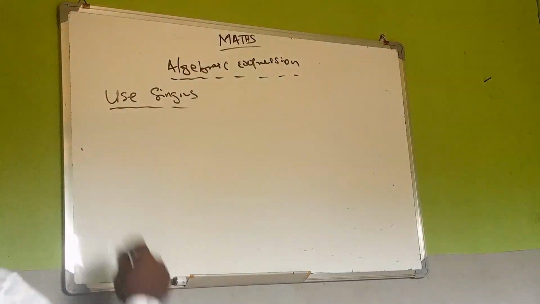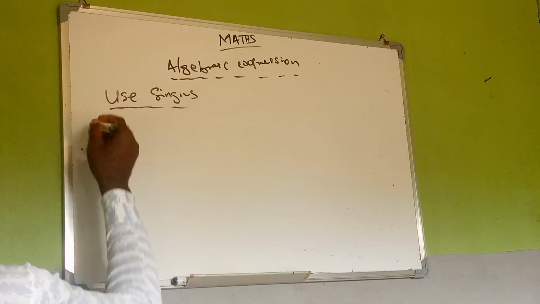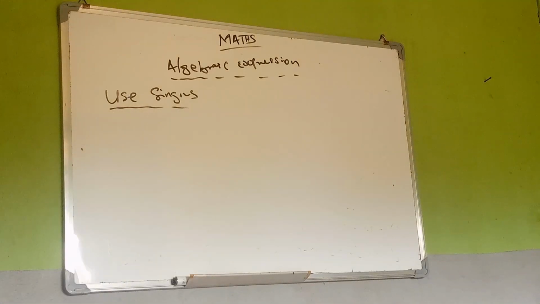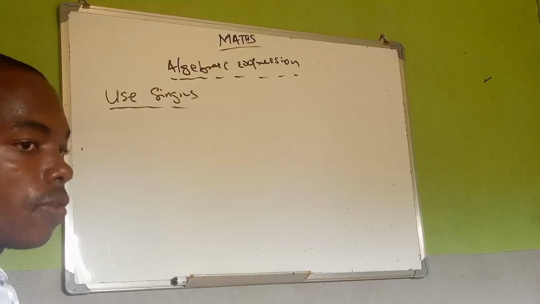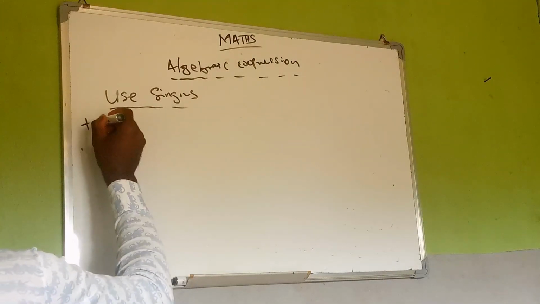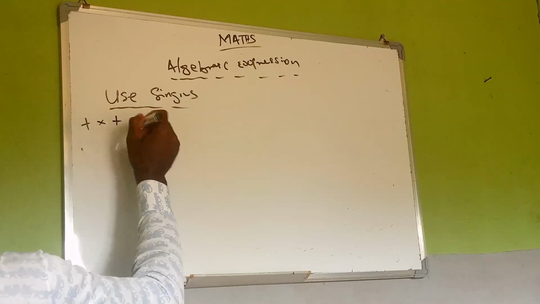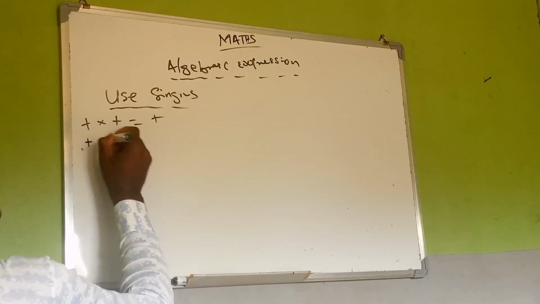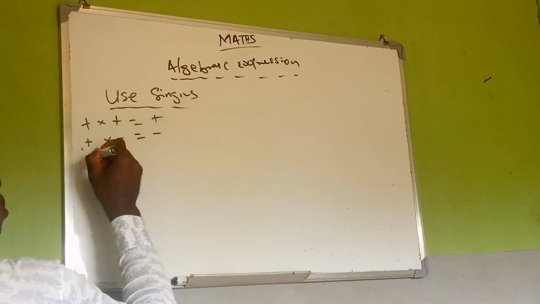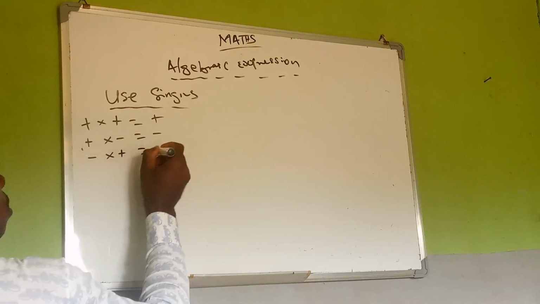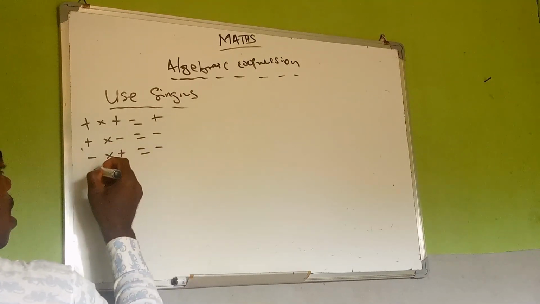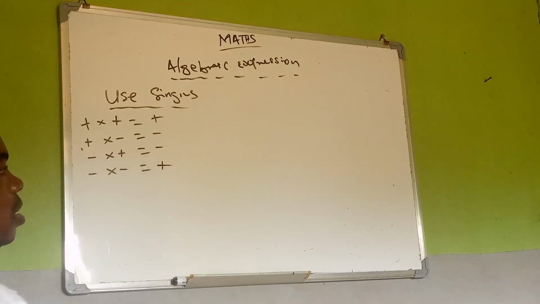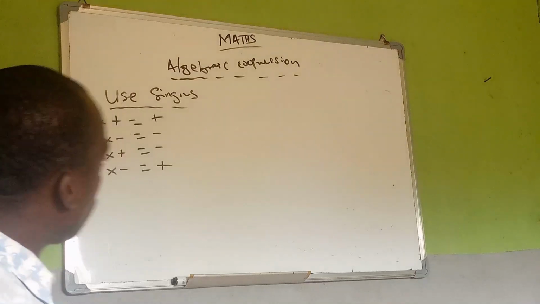So let's start with some laws of the use of sign. Let's look at plus times plus is what? Plus. Then plus times minus is what? Minus. Minus times plus is what? Minus. And minus times minus is plus. You understand? And the same thing goes for division.